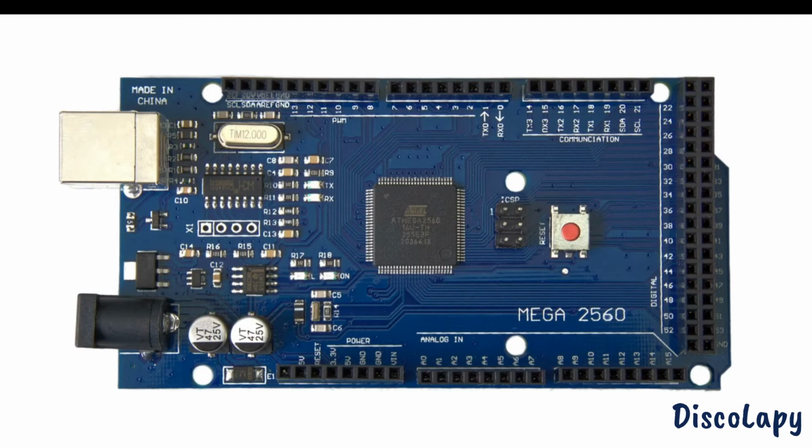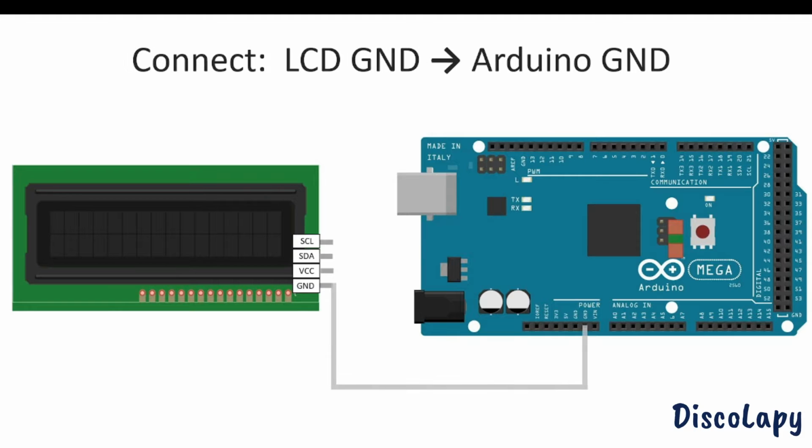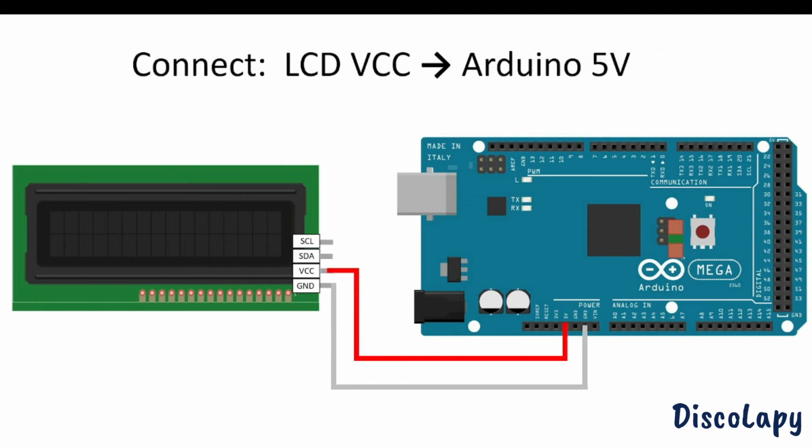Now, how to do the wiring? Here is our Arduino MEGA board, and here is our display. Let us connect first the LCD ground pin to the Arduino ground pin. Next, the LCD VCC pin to the Arduino 5 volts pin.